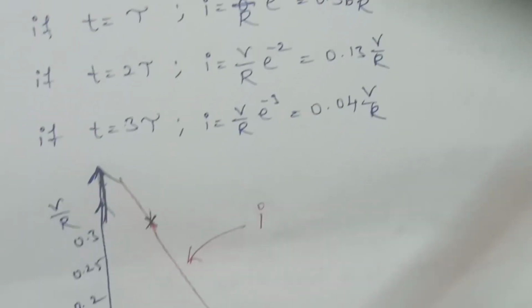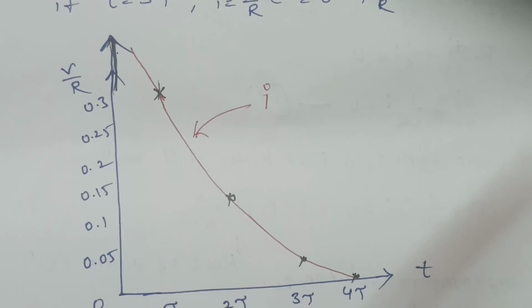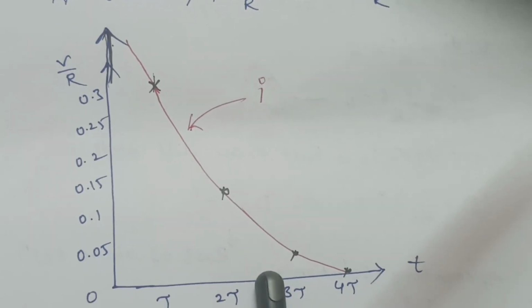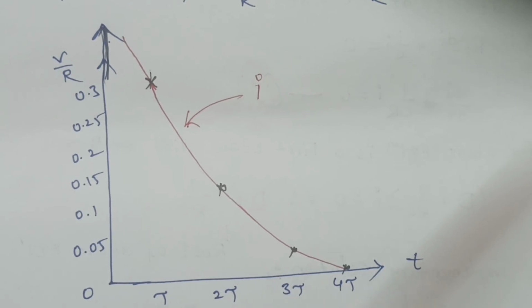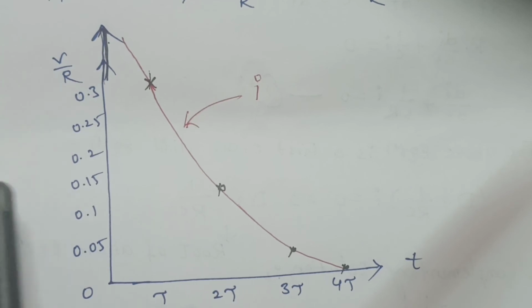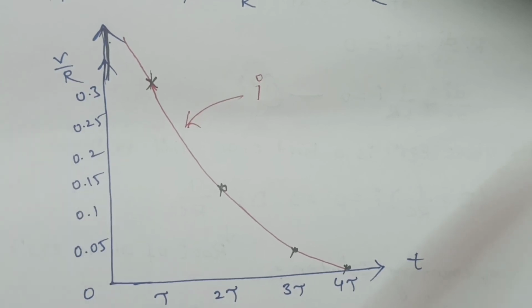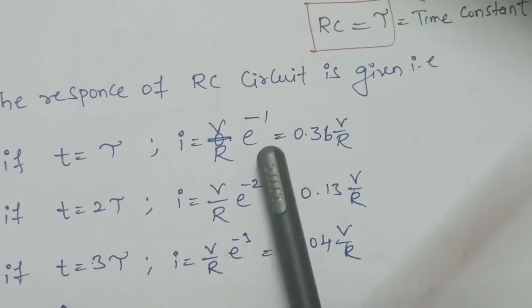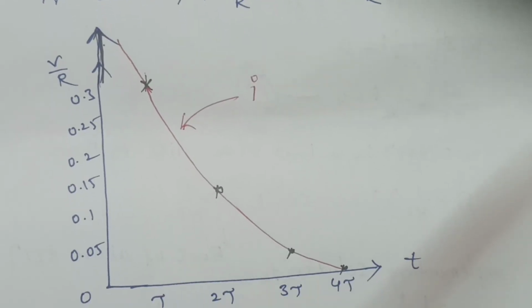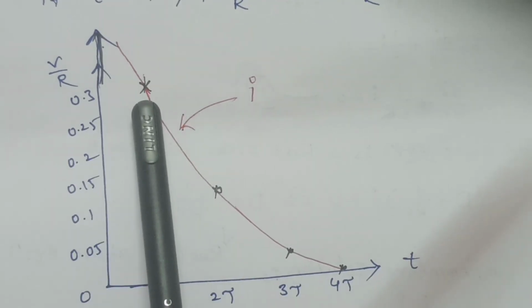Just assume one graph. The X-axis comes to t values and the Y-axis comes to our response values. Our response is current values, or V by R values. Now if you are taking t equal to tau, what's our final response? 0.36 V by R. That is this one. This is the first point.